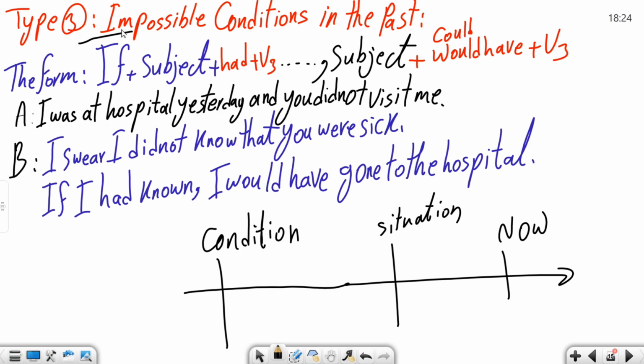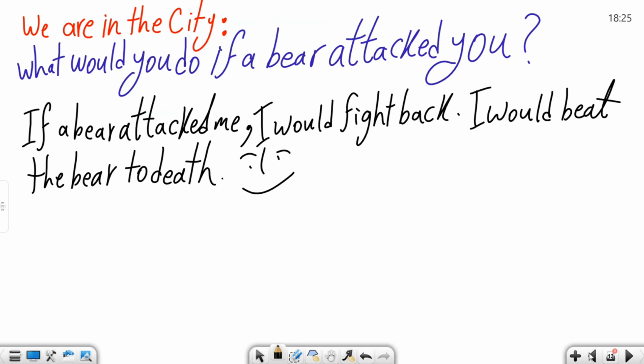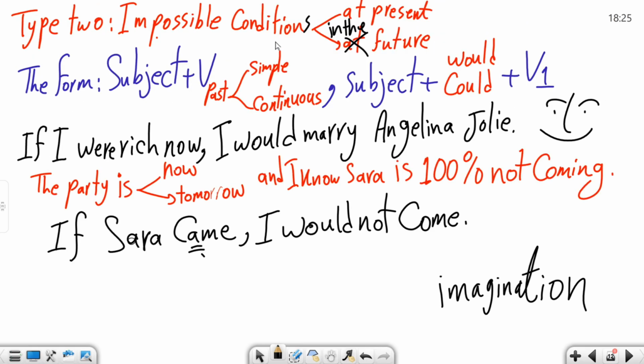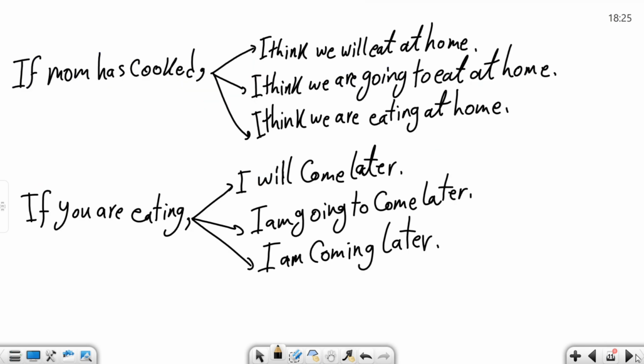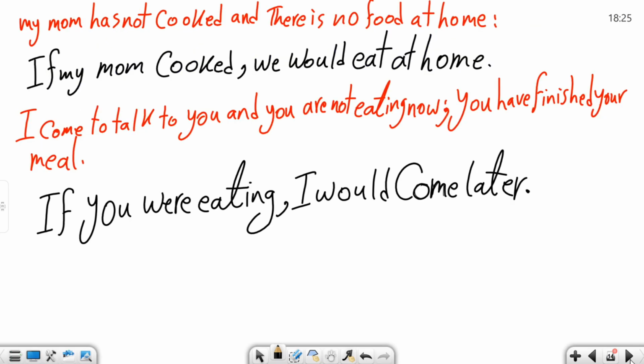Type 3 is used to talk about impossible conditions in the past. One of you would tell me, teacher, impossible conditions in the past, we cannot use past simple, because we said that when we talk about impossible conditions at present and in the future, we have type 2. We use past simple. Now, teacher, we are in a big problem. You told us to use the past simple and continuous to talk about present and future. So if I would like to talk about the past, what shall I use? Which tense? Now we are in a problem.